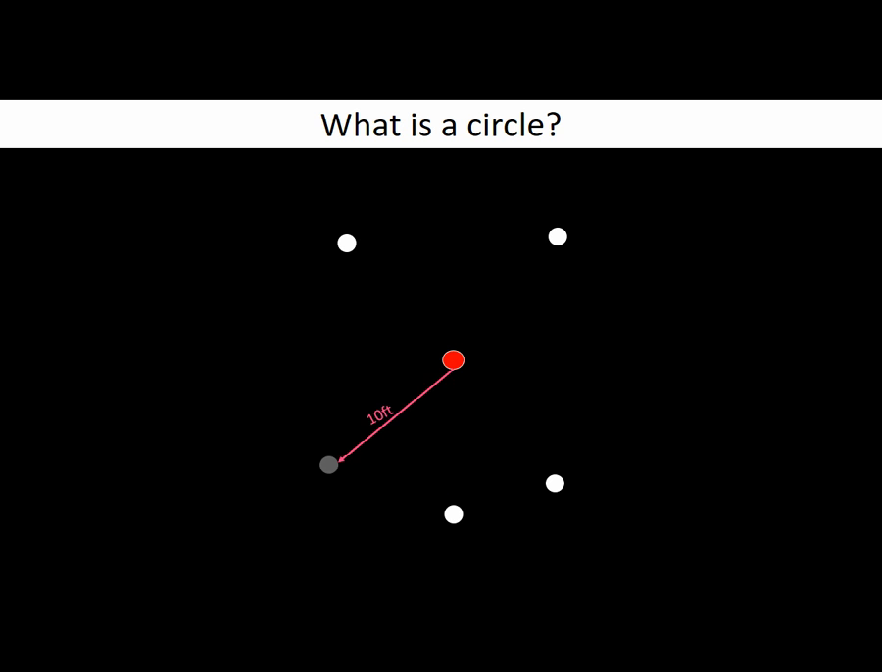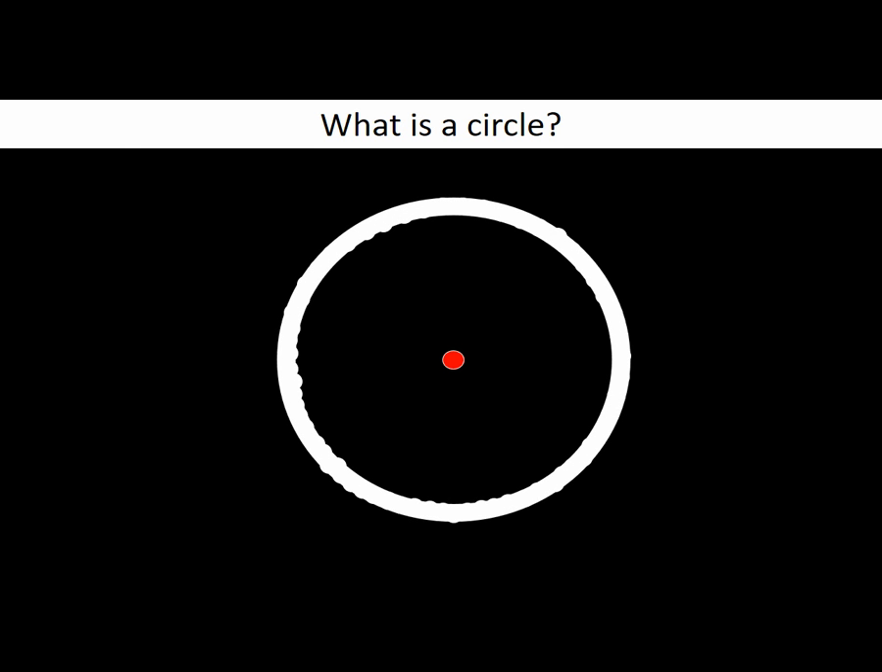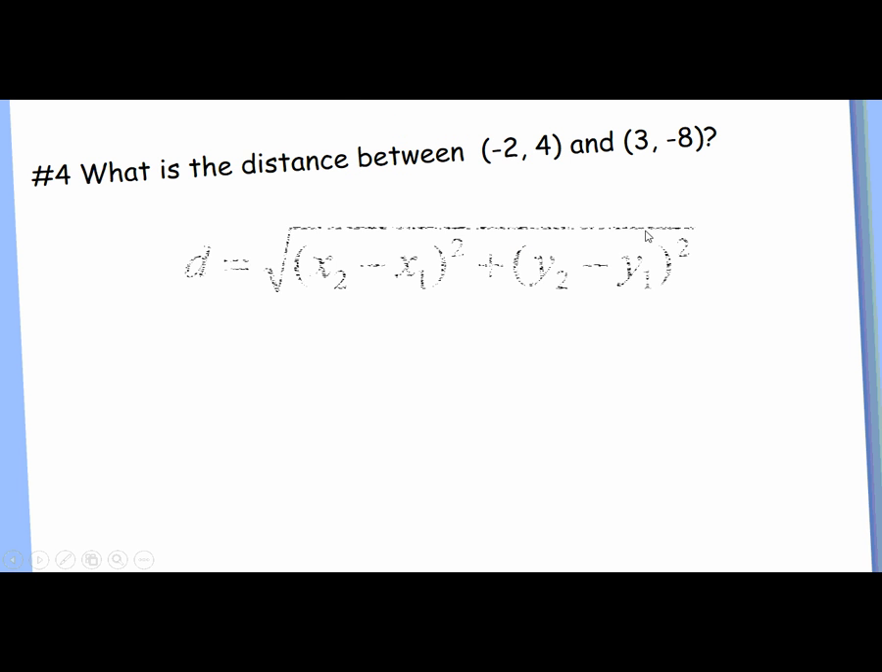It doesn't matter what that distance is. But that distance is what we call the radius. And all the points that are the same distance away are what make up a circle. So a circle isn't really about being round. It's about all sorts of things being the same distance away from something. So to talk about the equation of a circle, we've got to talk about the distance formula.